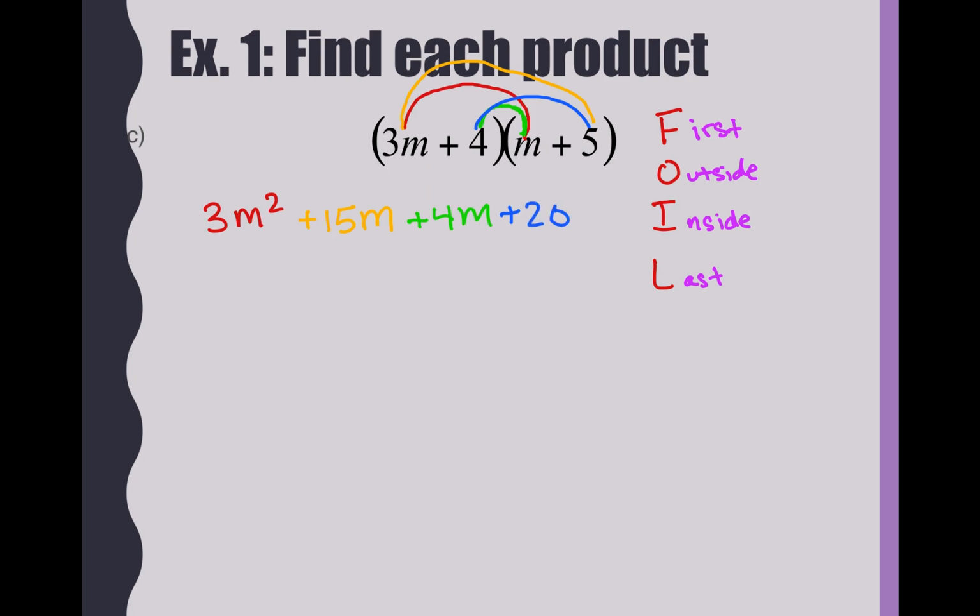I'm going to finish it off with combining my like terms. I have a 15m, I have a 4m. So my final answer is going to be 3m squared plus 19m plus 20. This is just a quicker way than the horizontal method.